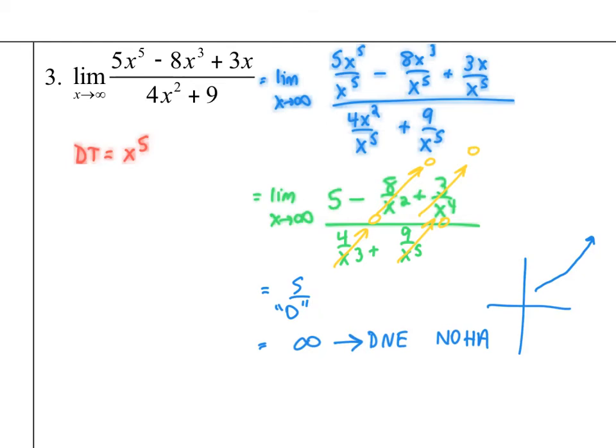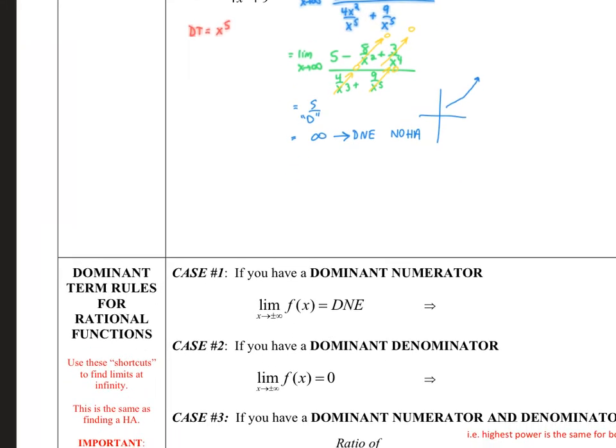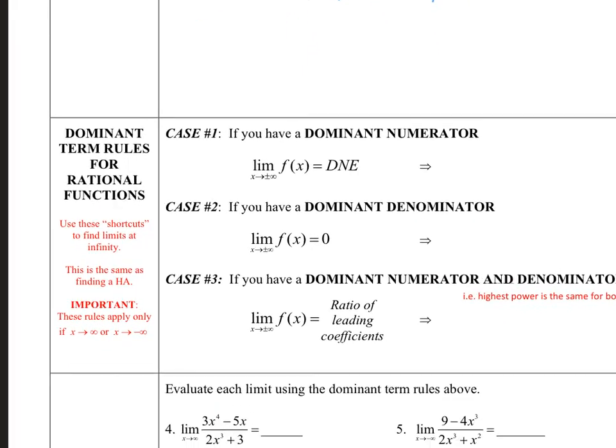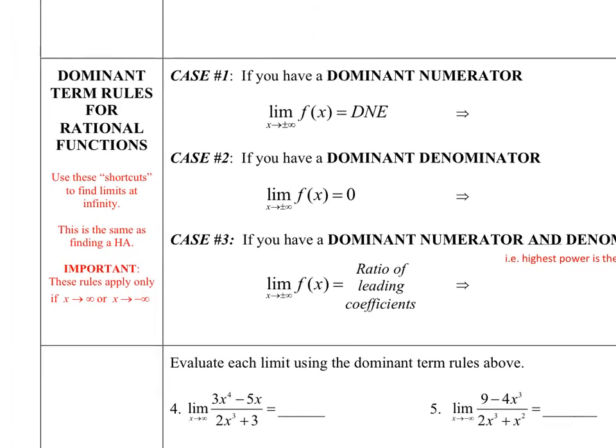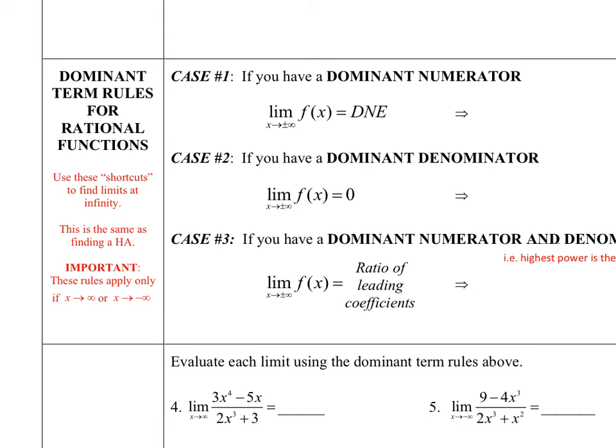Nobody wants to do all that work for each one of these. So down here are the dominant term rules, and we're going to use these from now on. And even though those 3 examples might have felt the same to you, there are actually 3 different distinct cases. So the first case is if you have a dominant numerator, and that happened for us in example 3.